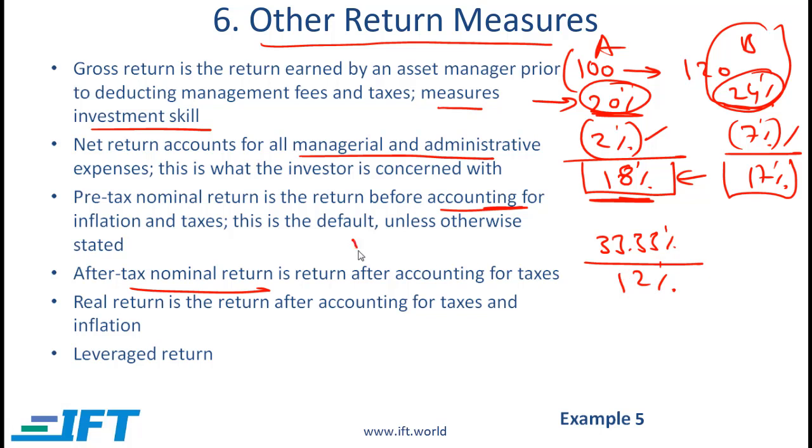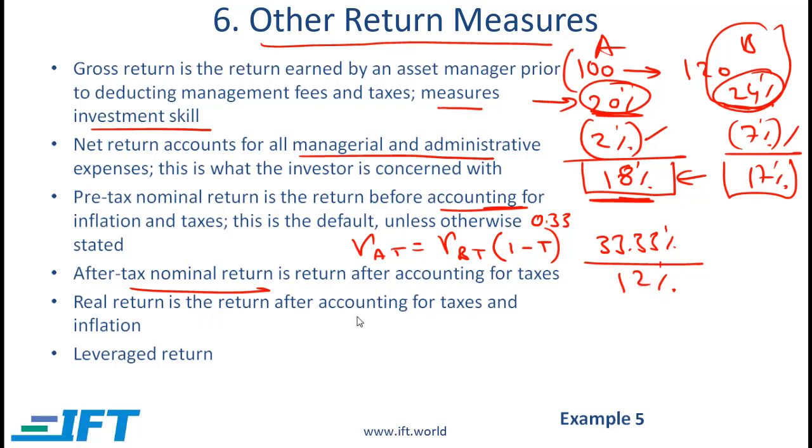What we are doing is the return after tax is equal to the return before tax times 1 minus the tax rate. The tax rate here is 0.33. The return before tax was 18%, so we have 18% times 0.66, which gives us 12%.